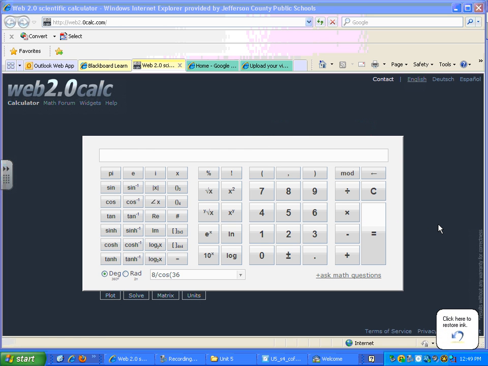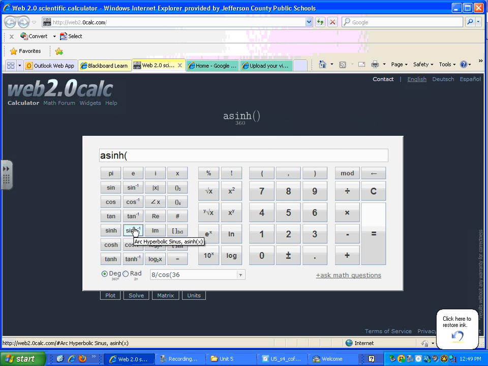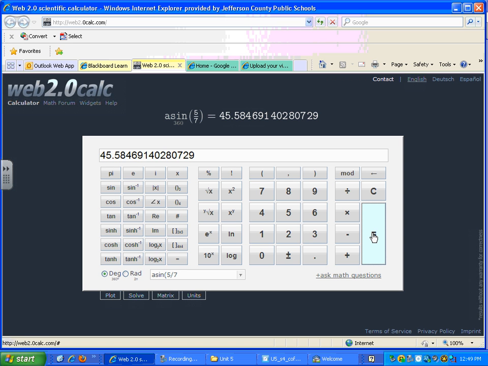I'm going to do the sine inverse. Oops, let me clear that. So the sine inverse right here, and it'll say a sine. Okay, we did the sine inverse, and we're going to do 5 divided by 7, equals. And it tells me that angle A is 45.584 degrees.